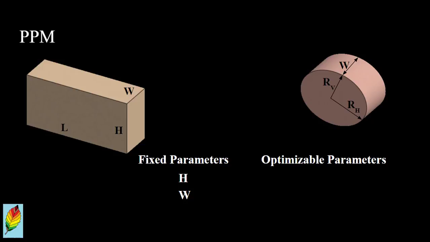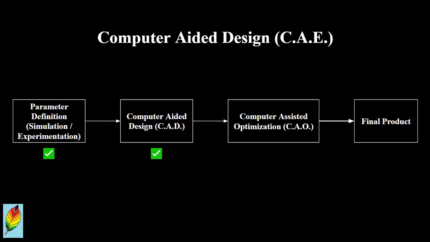This means that the only parameters that we are allowed to optimize are the length of the overall bridge, L, and the parameters that are intrinsic to the subtracted elliptical cylinder: the horizontal radius of the elliptical cylinder cross-section, RH, and the vertical radius, RV. With the parameters defined and arbitrarily sized, for now, we have completed computer-aided design and can now move on to computer-assisted optimization, or CAO.